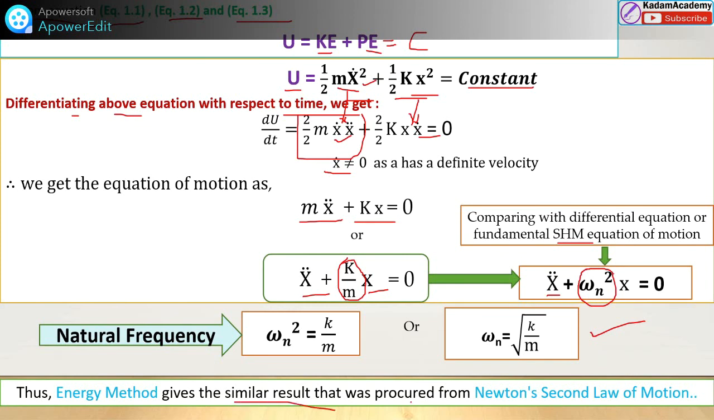Similar results to what? Like Newton's second law of motion. Hence we have proved that there are different methods, but we get the same value of natural frequency, even though the method is different from Newton's second law, which is the FBD based, or this law of conservation of energy.